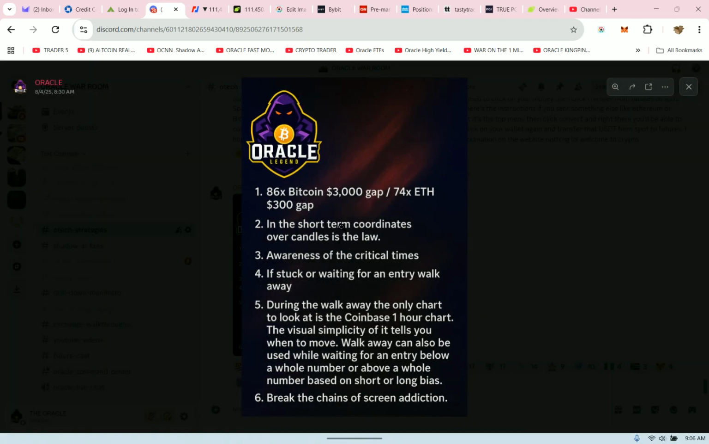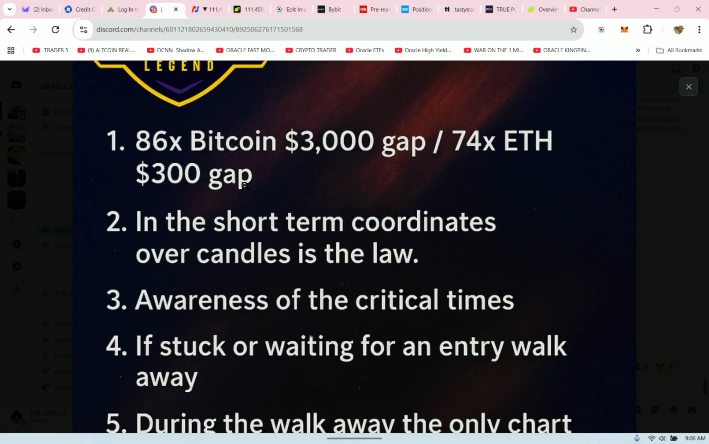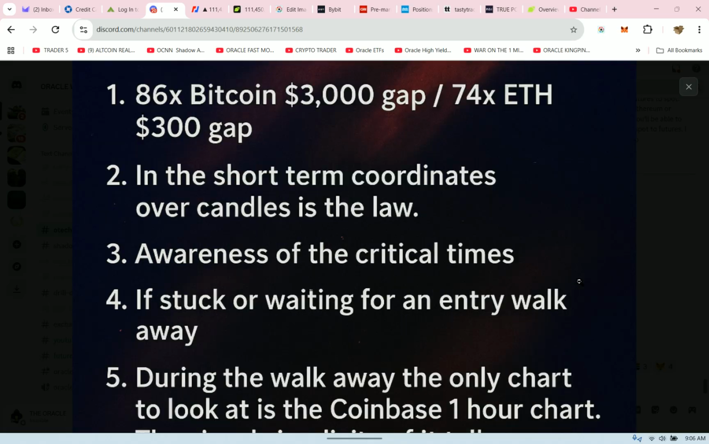Oh, this is great. This is new. You want to have an 86x. That's where I trade. $3,000 gap. A little slower on Ethereum. $300 gap.